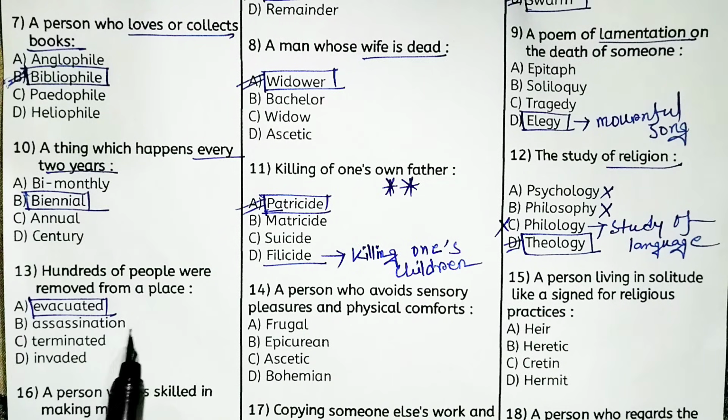Okay. Assassination means murder by sudden attack. Assassination is related to political murder. Okay, that is assassination. So one kind of sudden attack, that is assassination. And invaded means entered aggressively. Okay, so assassination, terminated and invaded are inappropriate. So option A, that is evacuated, is the right answer.